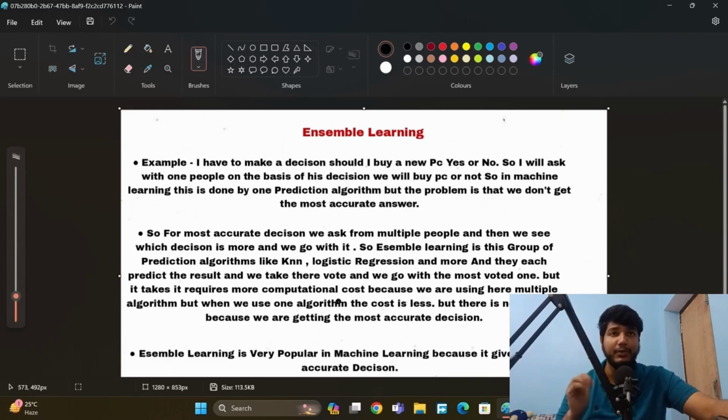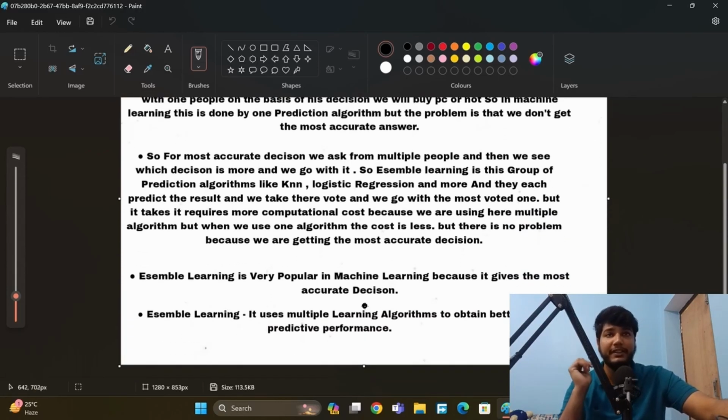But it requires more computational cost because we are using multiple algorithms here. When we use one algorithm, the cost is less. But there is no problem because we are getting the most accurate decision, okay? So Ensemble learning is very popular in machine learning because it gives the most accurate decision. It uses multiple learning algorithms to obtain better predictive performance, okay?